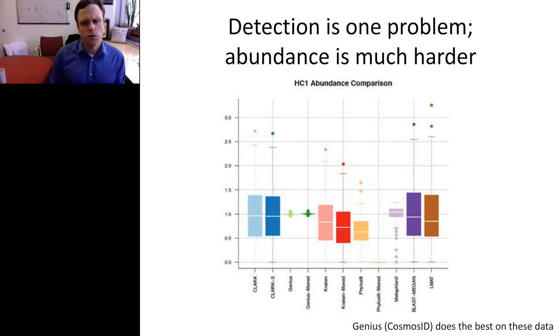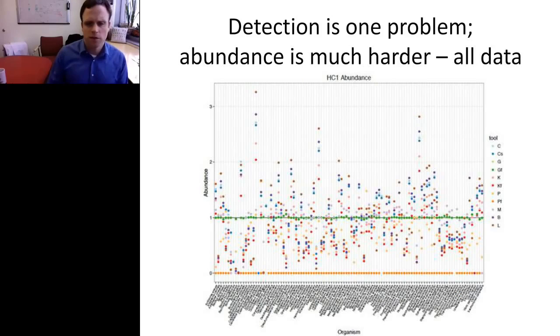That's one problem. But we've also found that abundance can be quite difficult. If you look here at how well different tools predict the actual abundance of species, not just the presence, you can see we get a wide range of variation for some algorithms, whereas others maintain a very tight distribution around the expected abundance for different organisms. And this again shows a wide range of variance for different tools, but some samples are harder than others and some tools do better than others. We can see that this is another factor as well.